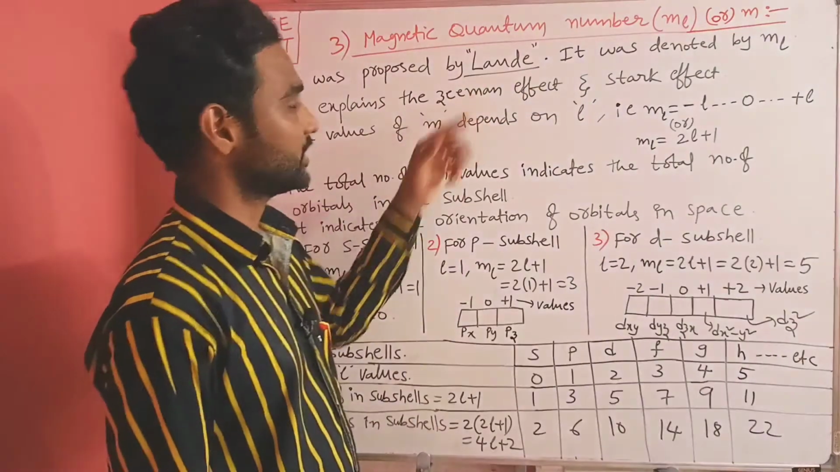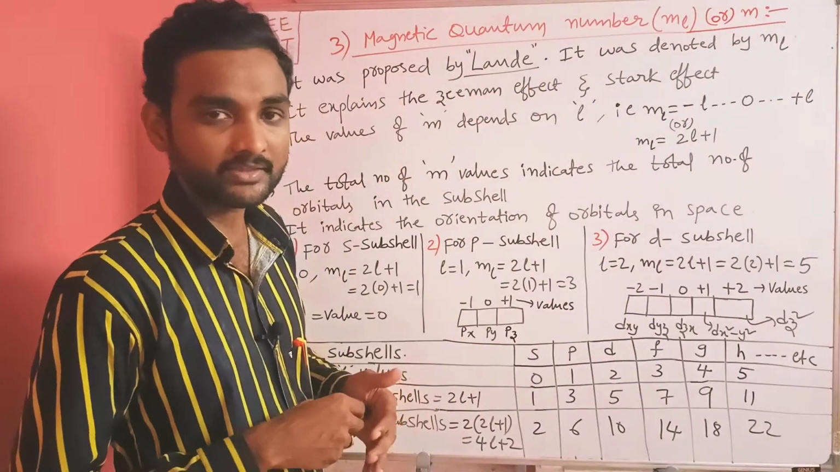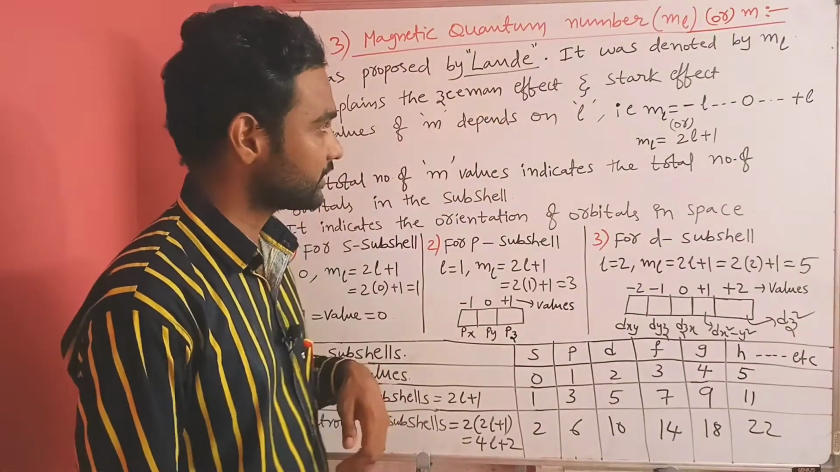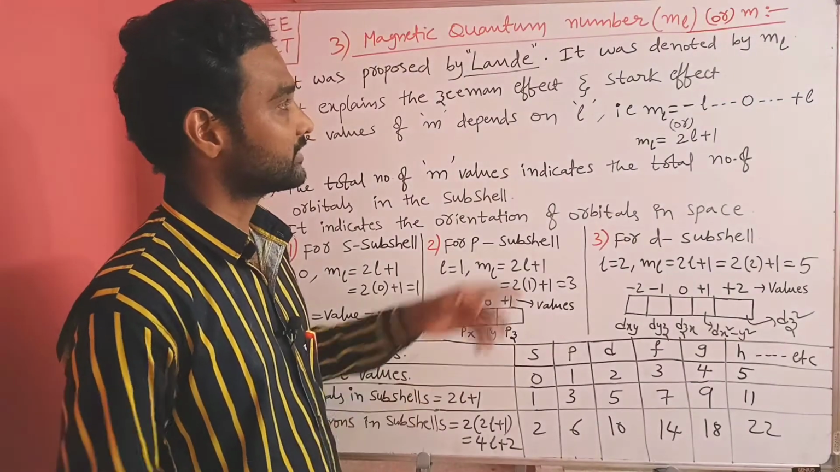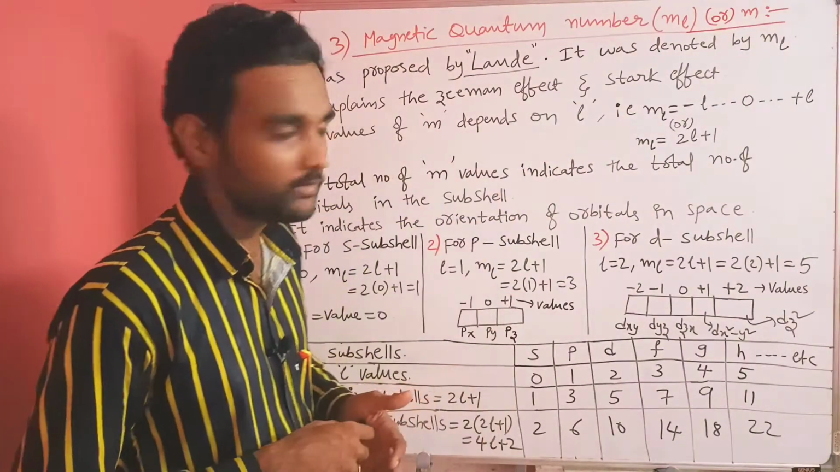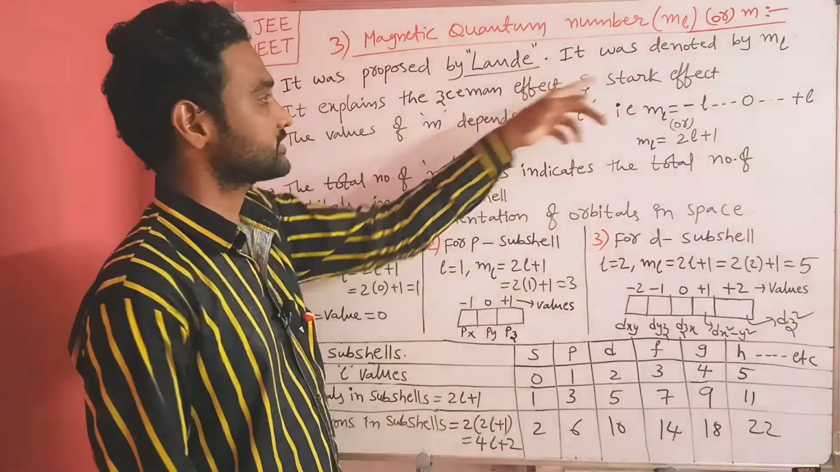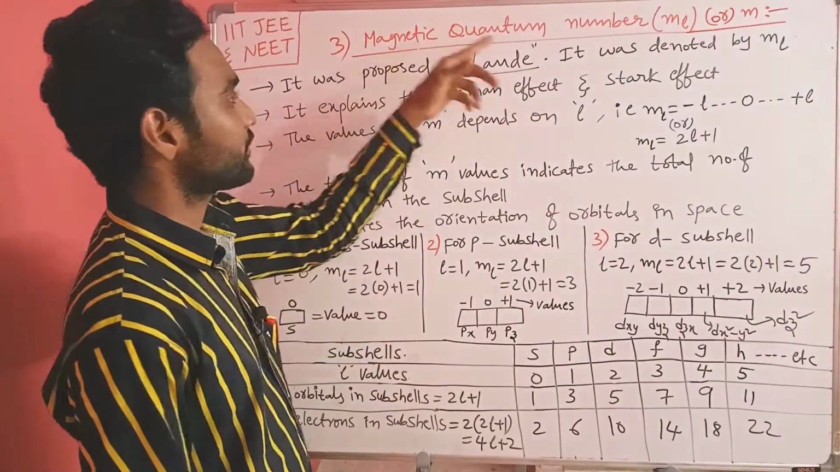What is Zeeman effect? Zeeman effect in the sense the splitting of spectral lines under the magnetic field is called Zeeman effect. And what is Stark effect? Stark effect in the sense the splitting of spectral lines under the electric field is called Stark effect. Now we can know about Zeeman effect and Stark effect by using the magnetic quantum number.